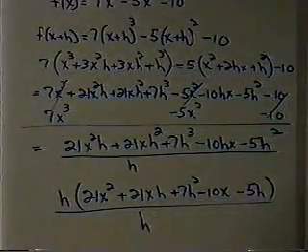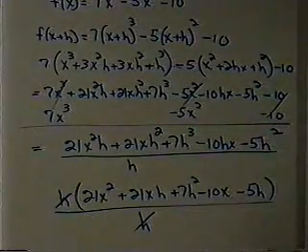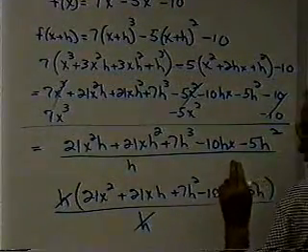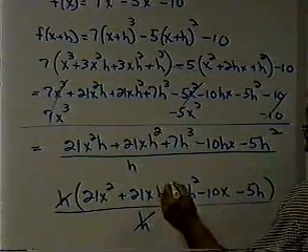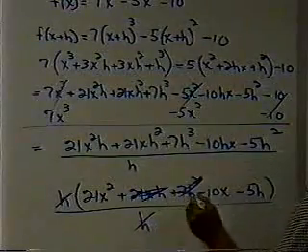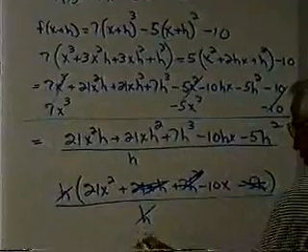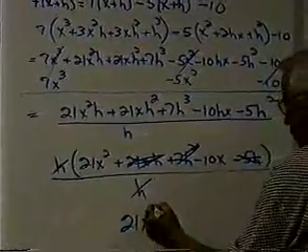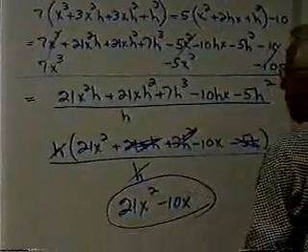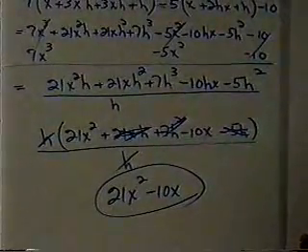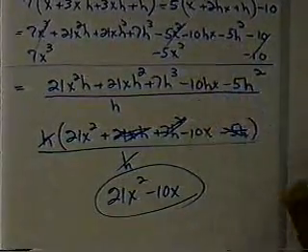And look what happens. We're going to now divide that h out. And now we're going to take the limit of it as h approaches 0. In other words, we're going to put a 0 where the h is. So that drops out, that drops out, that drops out. So our final answer to the derivative is 21x squared minus 10x. That is the derivative of the original function, done by definition, the difference quotient.